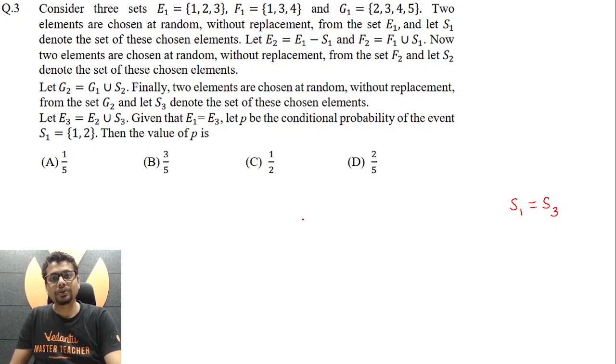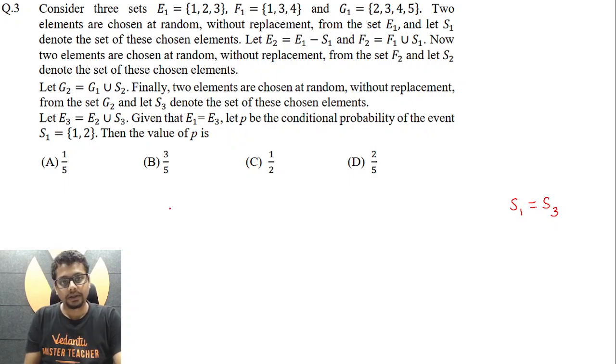S3. Now this question is about conditional probability. Given that E1 equals E3, what is the conditional probability that S1 has elements 1 and 2? So this is essentially the probability that S1 has elements 1 and 2 and E1 equals E3, divided by the probability that E1 is equal to E3. So first of all, let's find the probability that E1 is equal to E3.